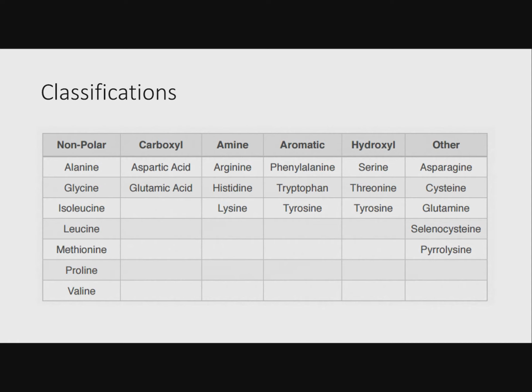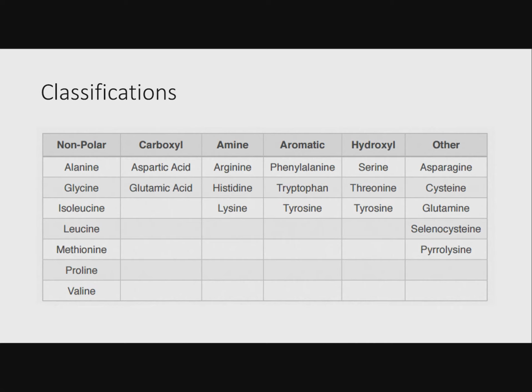So we're going to talk about the non-polar amino acids first. You can kind of see here in this table some of the ways that we're going to classify. So we'll go non-polar, carboxyl, amine, aromatic, hydroxyl, and talk about some of the others also.